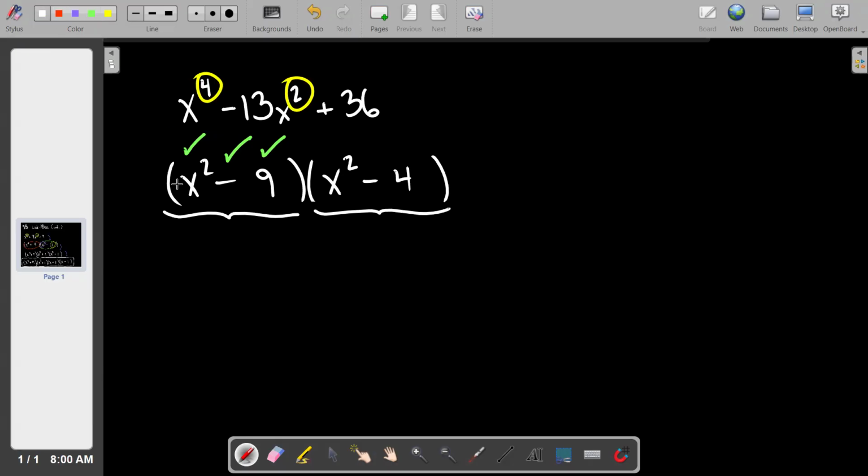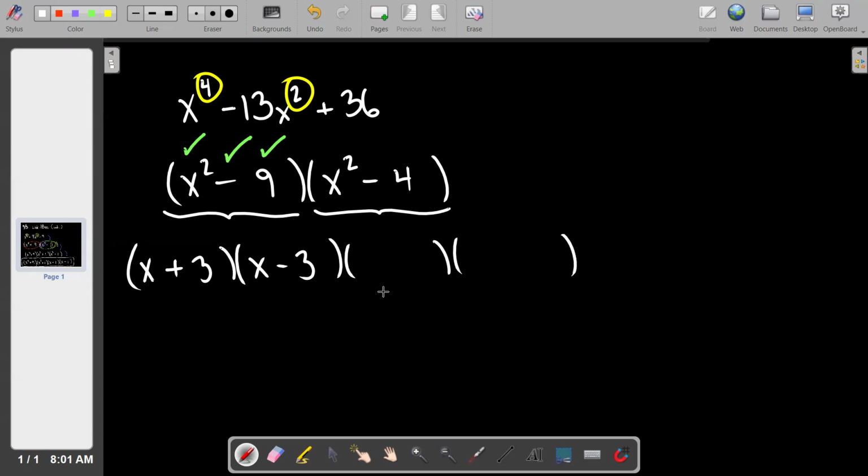What are the factors of the first guy going to be? What will I put in my parentheses? X and X, of course. What else? 3 and 3. What are the signs going to be? Plus and minus. Yeah, easy peasy. What about the second guy, x squared minus 4? What are his factors?